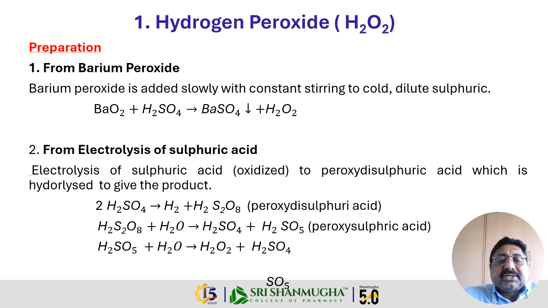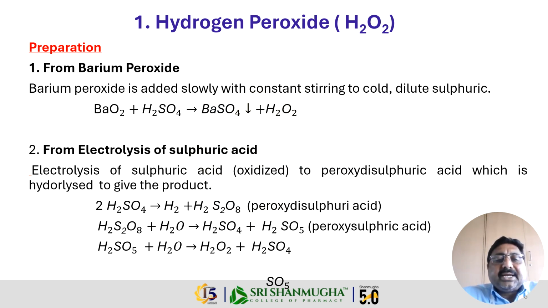Right? So we'll see the first compound, hydrogen peroxide, that we discussed in the morning session also. We'll repeat once again for easy understanding. The formula of hydrogen peroxide is H2O2, just one extra oxygen in water, H2O. It is prepared from barium peroxide in the non-electrolytic method.